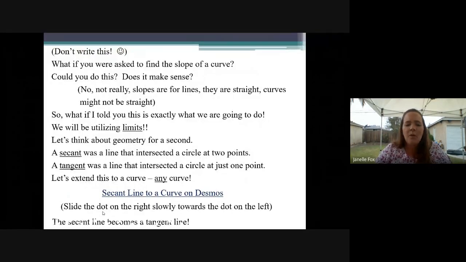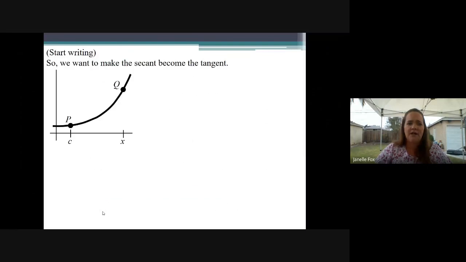So what I want us to do now is draw this a little bit for ourselves. We're going to write a baby version of what I just did on Desmos. So now your pencil's up, you're ready to rock, you're taking some notes, okay? It says we want to make a secant line become a tangent line. So I just drew a random curve on this. So here is just a curve.